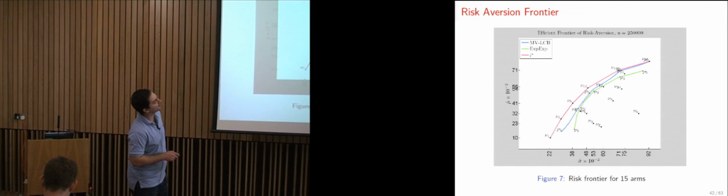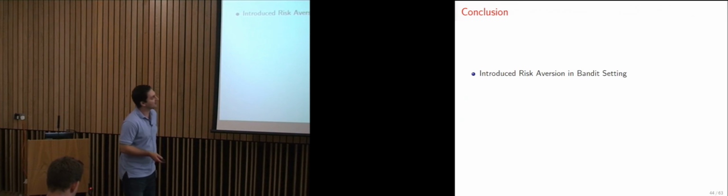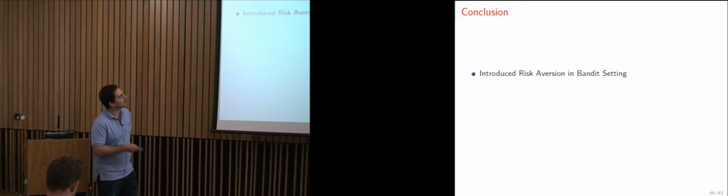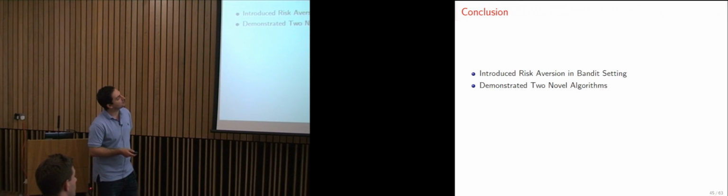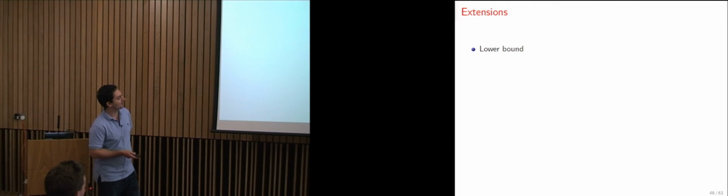And this is the exploration-exploitation algorithm, which is different. So this one had a period where it was exploring, and then it just grew with a nice shape. So we introduced a risk aversion setting in the bandit problem, demonstrated two novel algorithms, provided theoretical analysis, presented empirical results, and opened some new and interesting theoretical questions.